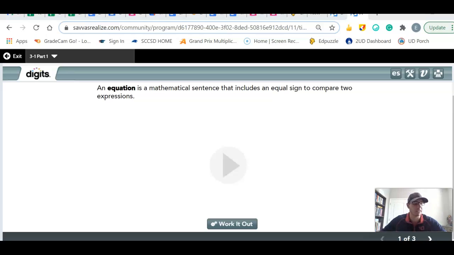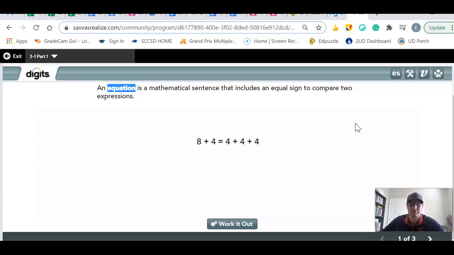We should be looking at your guided notes labeled Lesson 3-1, Expressions to Equations under Part 1. An equation is a mathematical sentence that includes an equal sign to compare two expressions. So go ahead and fill in your guided notes. Your answer, or what you're writing in the blank, is equation.